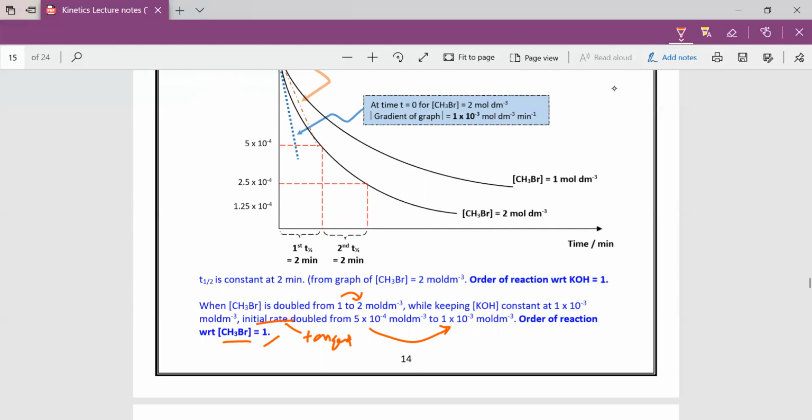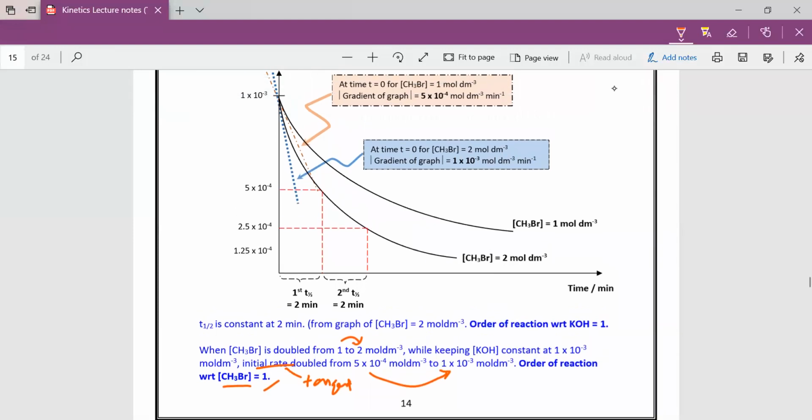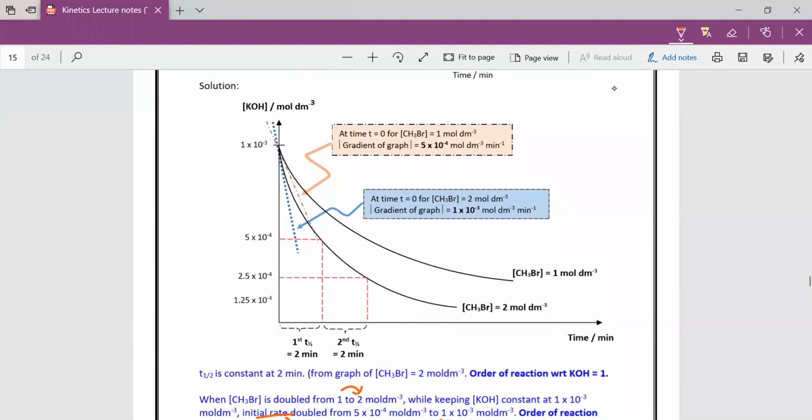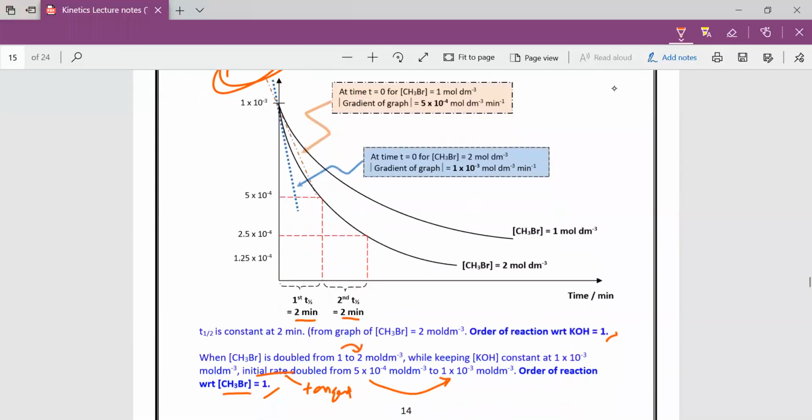Then we use the half-life method to find the order with respect to KOH, because if you look at the graph, we are monitoring KOH. So we can find out the t half, which in this case is constant. So the order of reaction with respect to KOH is 1.